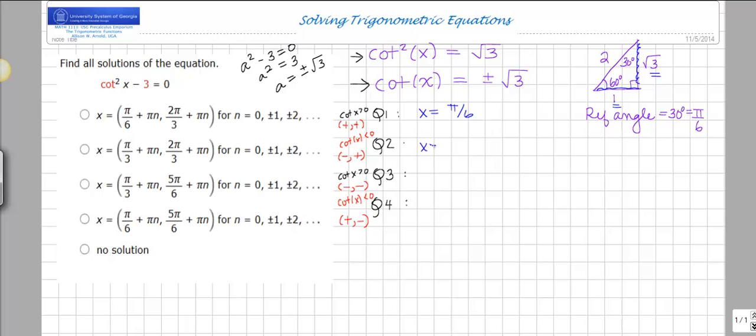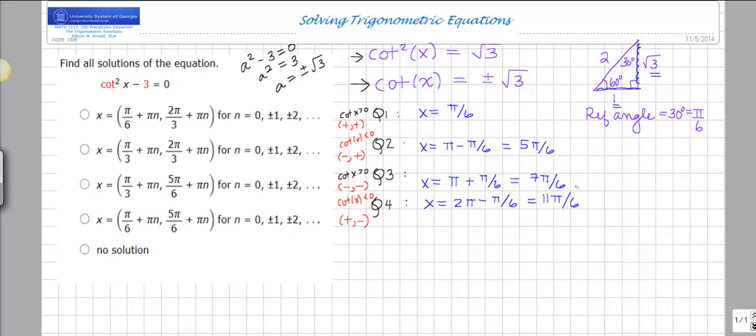In quadrant 2, it's going to be pi minus pi over 6. In quadrant 3, it's pi plus pi over 6. And in quadrant 4, it's 2 pi minus pi over 6. Now if we get common denominators, where pi is 6 pi over 6, this turns out to be 5 pi over 6, and this is 7 pi over 6, and this is 11 pi over 6. Okay, so those are our four solutions between 0 and 2 pi.